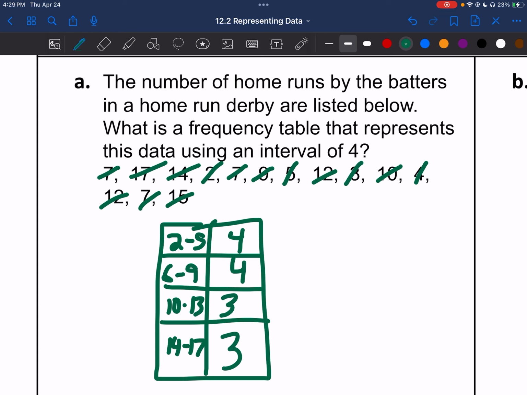Could I have used a different interval? Yes, I could have. Could have done an interval of 3. I could have done an interval of 5. I chose 4. One way to help yourself figure out what you're going to do, you do your highest number minus your lowest number and then add 1. So 17 minus 2 is 15. We add 1 to it and it gives us 16 because we need that extra to account for the fact that we are including one of the borders. And so that way, 16, you can easily divide that up into 4 groups of 4. So that's how I settled on 4 for this question.